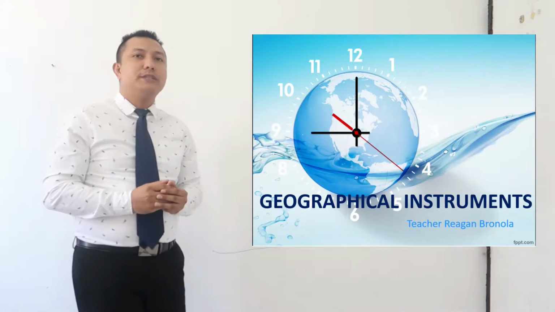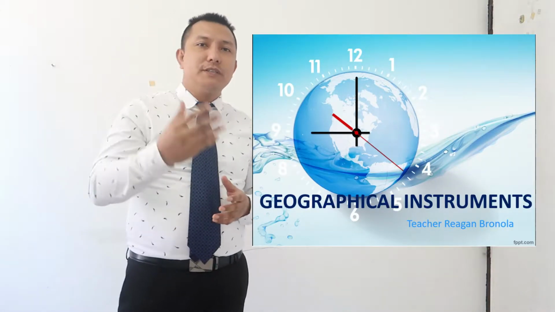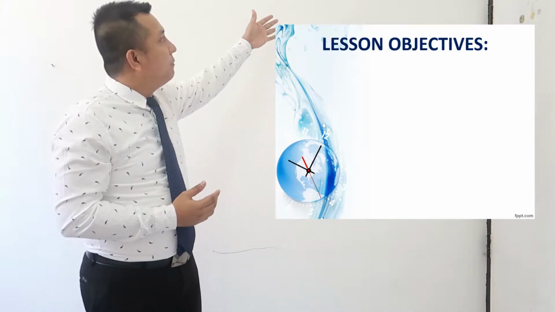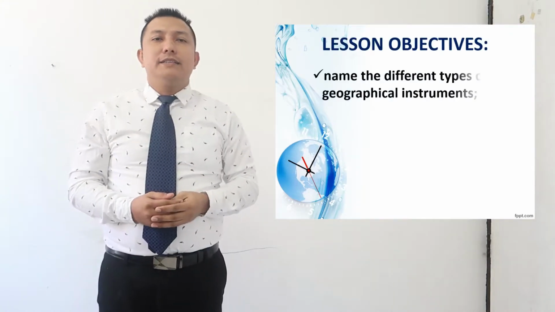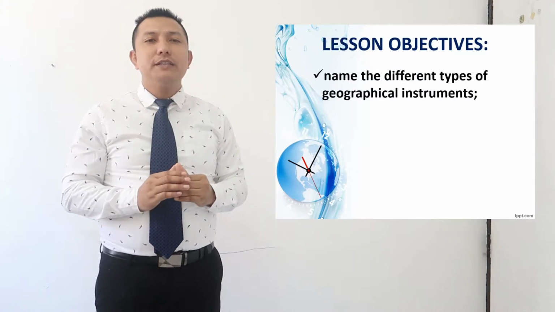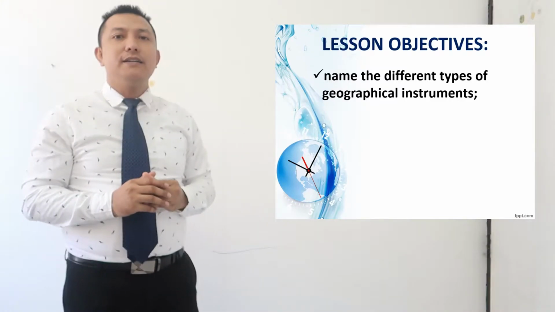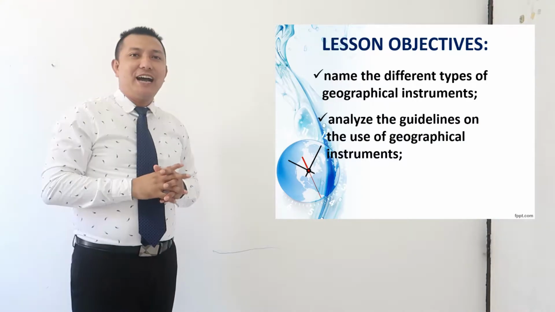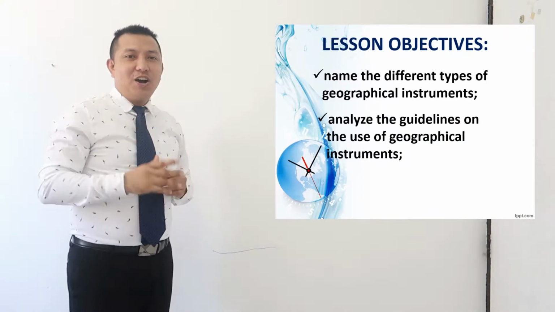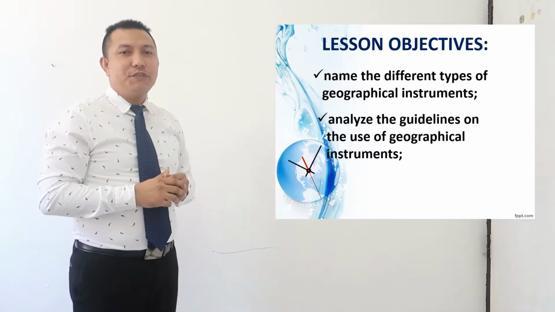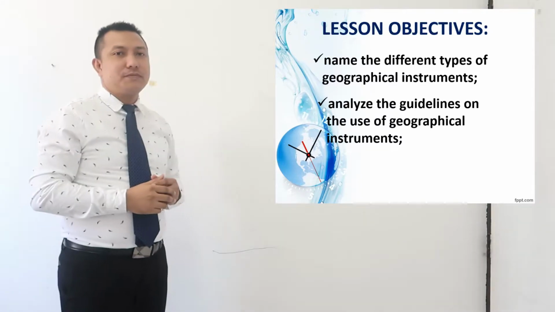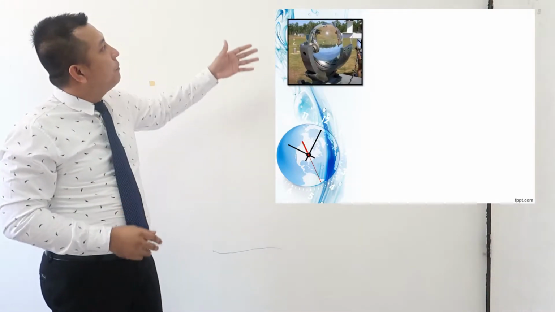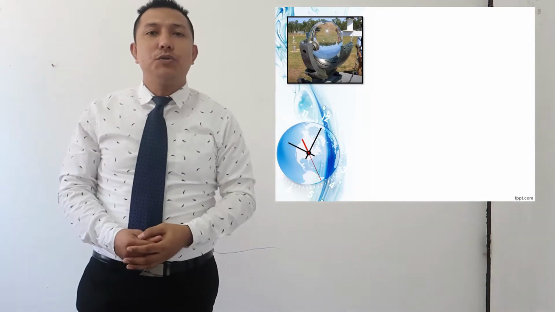Before we proceed to our topic, we need to know first the lesson objectives that we have. Number one is name the different types of geographical instruments. And we have also the second one, analyze the guidelines on the use of geographical instruments. Okay, I have pictures to show to you.